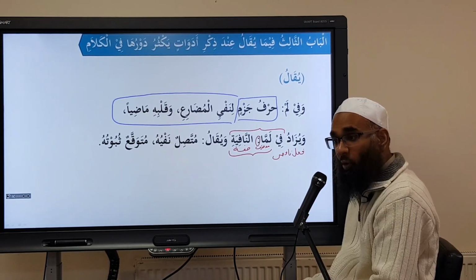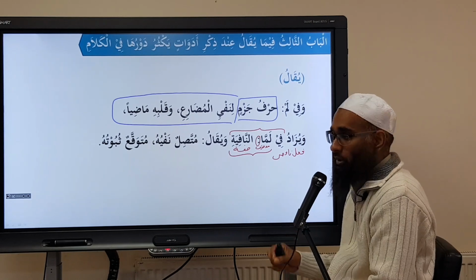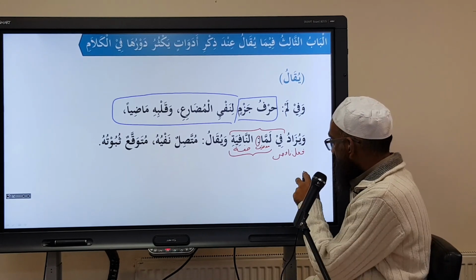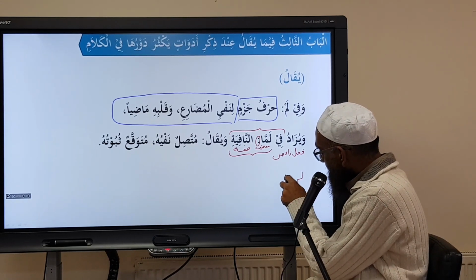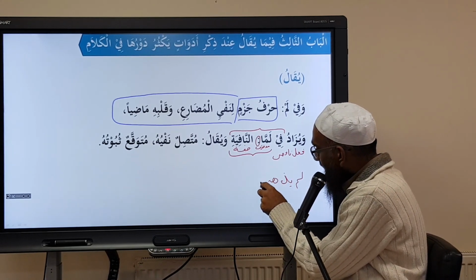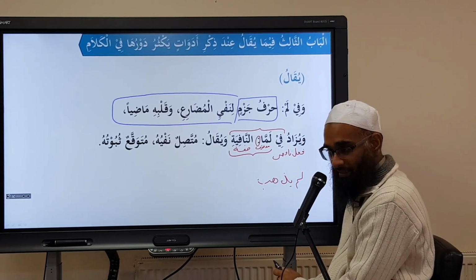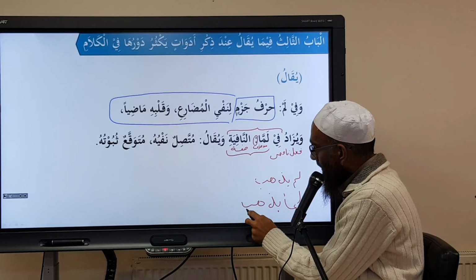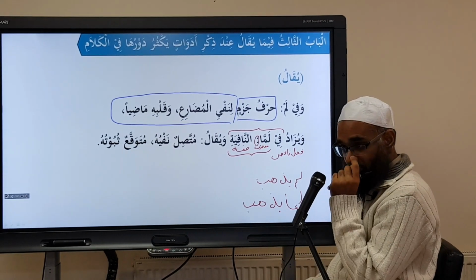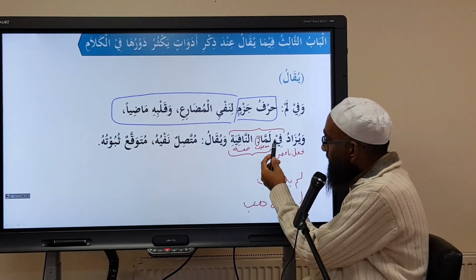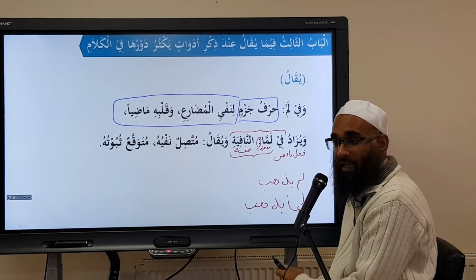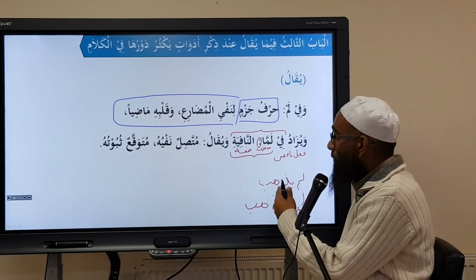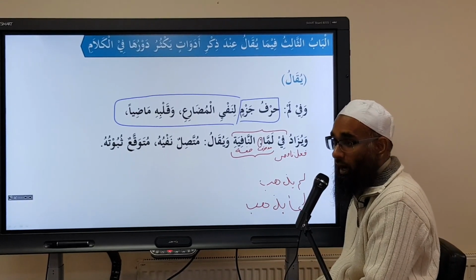So lam and lamma both are similar in meaning. Because what? Both are harfu jazmin li nafyi al-mudari'. Because lam yadhhab makes the mudari' what? Negative. Lamma yadhhab also makes it what? Negative and past tense. But we're saying here, وَيُزَادُ فِي لَمَّا النَّافِيَةِ. In lamma an-nafiya, what will happen? You have to add some more stuff. And what will you say?